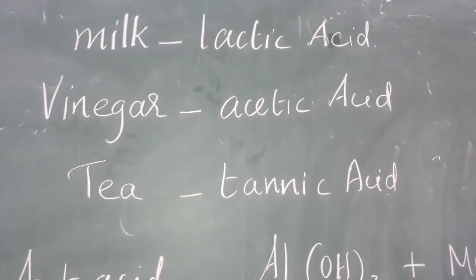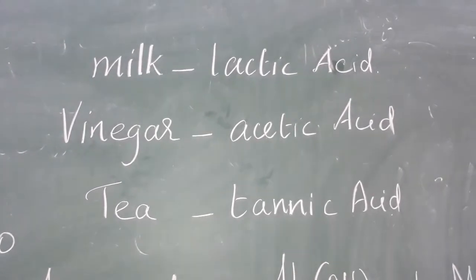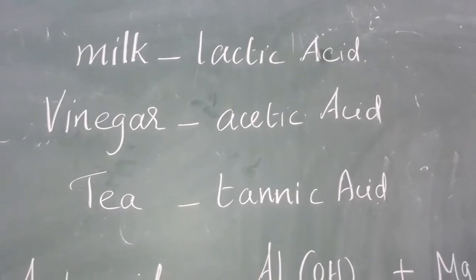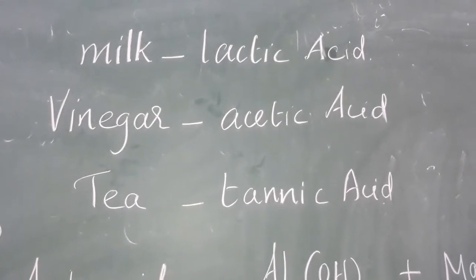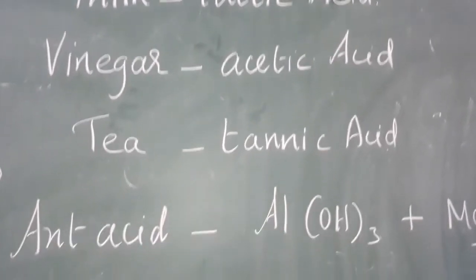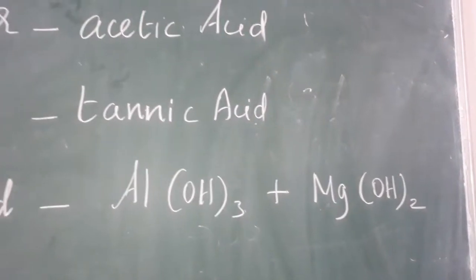We are using chemicals in our daily life. Some substances in our daily life contain chemicals also. For example, milk contains lactic acid. Vinegar contains acetic acid. Tea contains tannic acid. Antacid contains aluminum hydroxide as well as magnesium hydroxide.